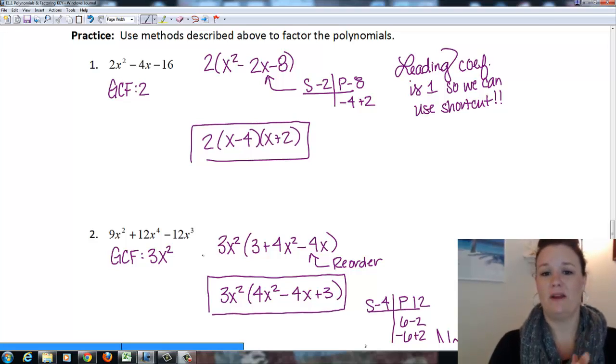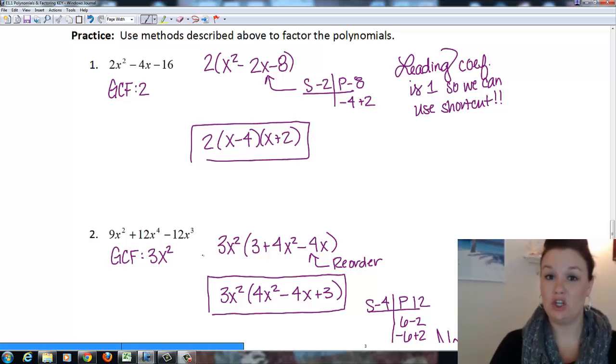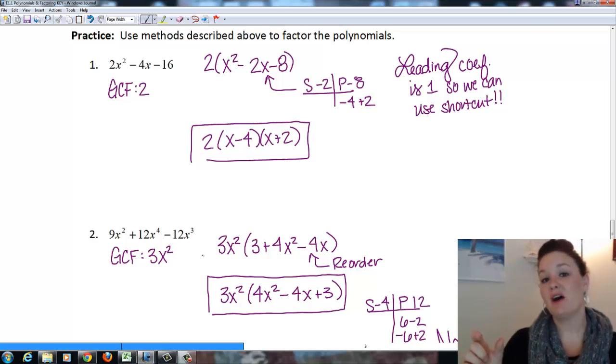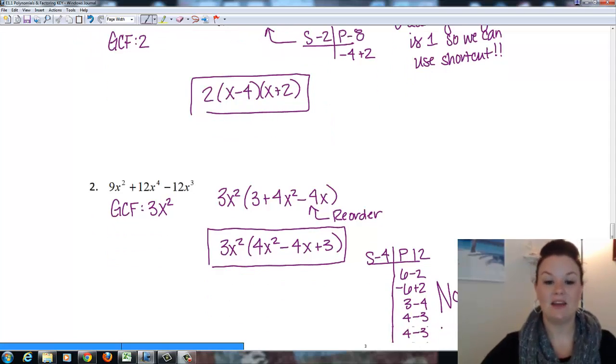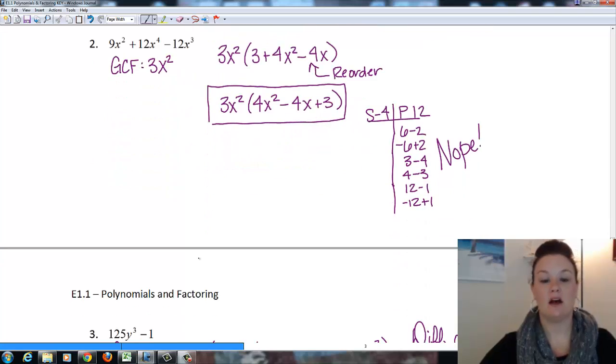The first one, all we have to do is take out a greatest common factor of 2. Then after that, we can use sum product. When we do sum product, our leading coefficient's 1. So once we find the pair in our chart, which should be -4 and 2, we know those are our factors. Okay. On the second one, we can take out a greatest common factor first, which is 3x squared.